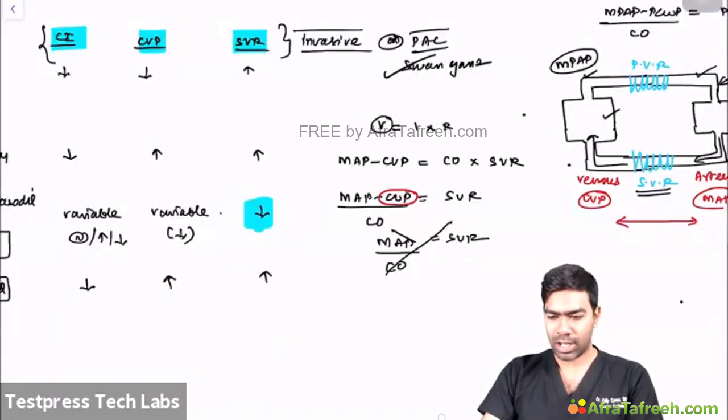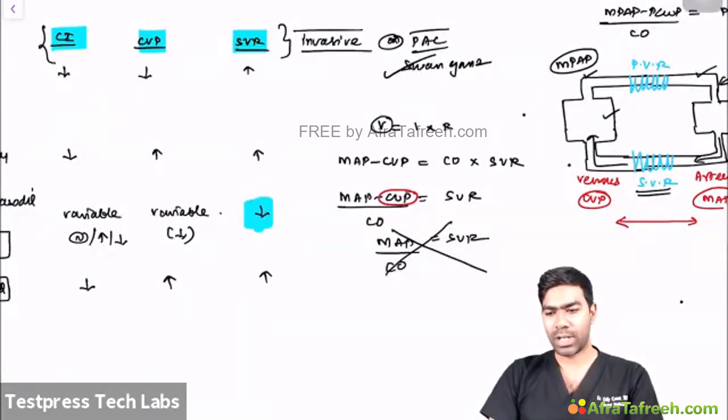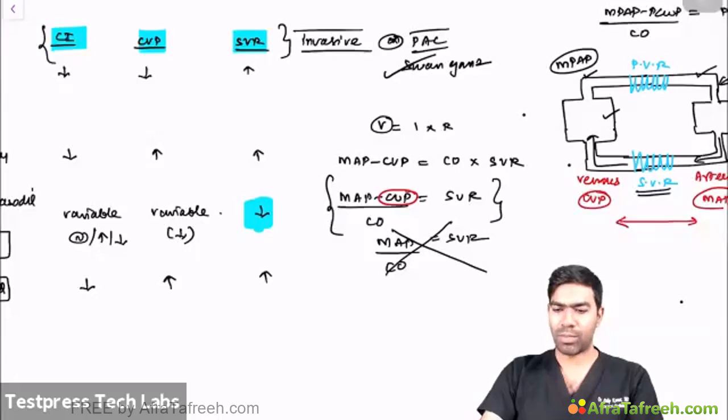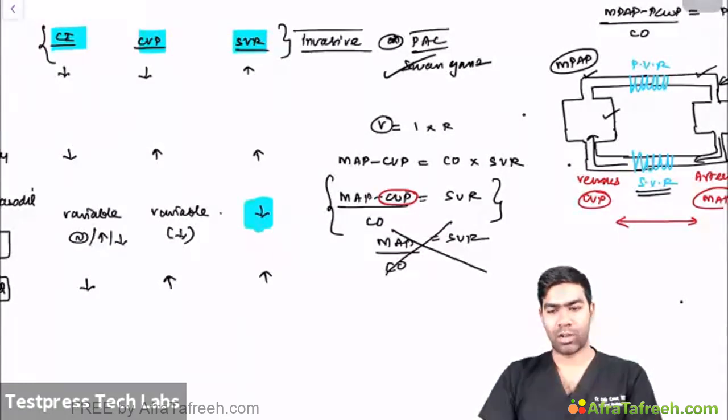But this is not correct in critical care scenarios. Why? Because the MAP may be very low in critical care scenarios and CVP may be very high in critical care scenarios. So that difference is no longer negligible, and cardiac output also has a lot of changes in critical care. So those changes may not be negligible. And this is a very important formula to know as far as internal medicine is concerned. So systemic vascular resistance is equal to MAP minus CVP by cardiac output.